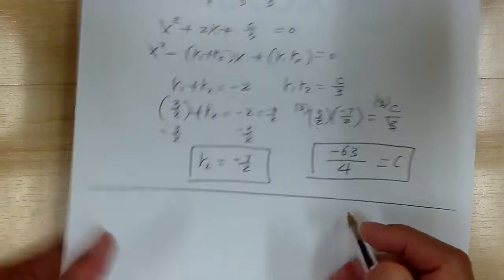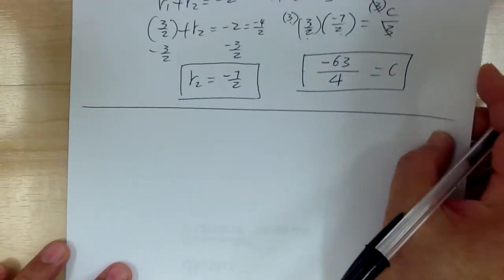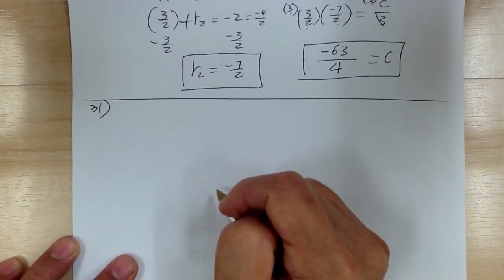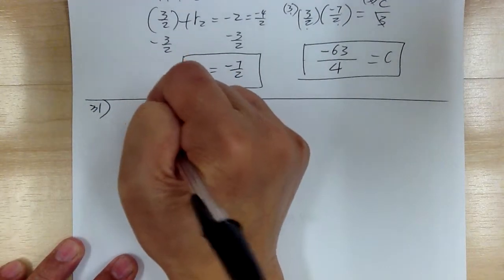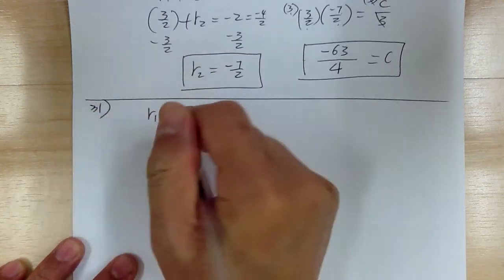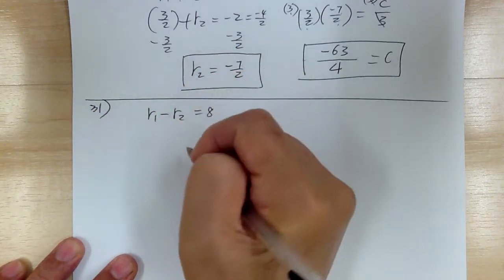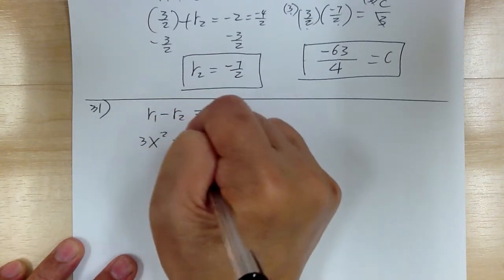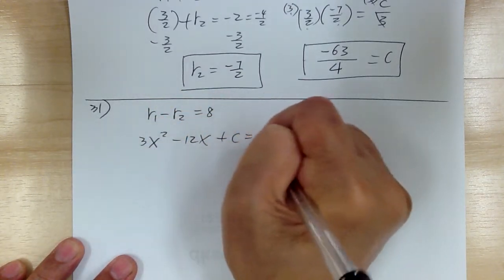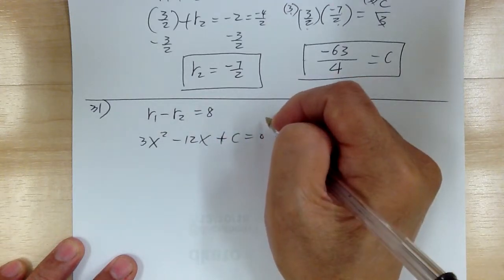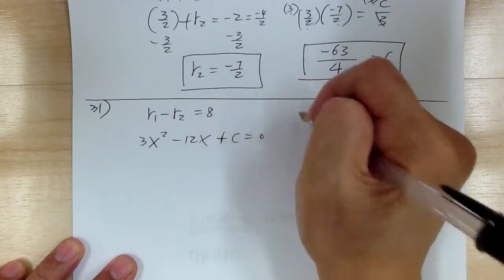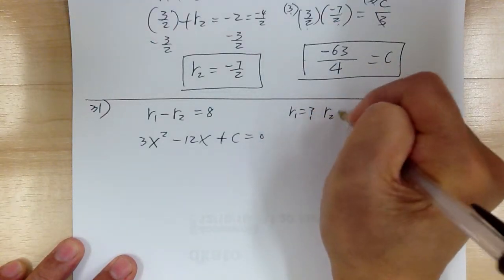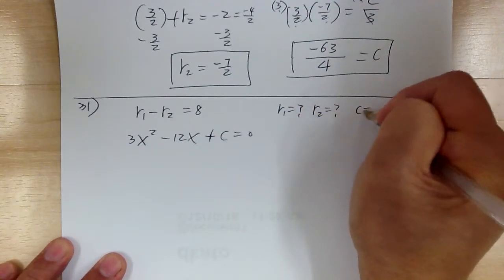Okay, let's go to number 31. Okay, 31, it says the difference of the roots. So that means R1 minus R2. So the difference of the roots is equal to 8. And you have the equation 3x squared minus 12x plus c equal to 0. And you're looking for the roots and the value of c. So you're looking for R1, you're looking for R2, and you're looking for c.